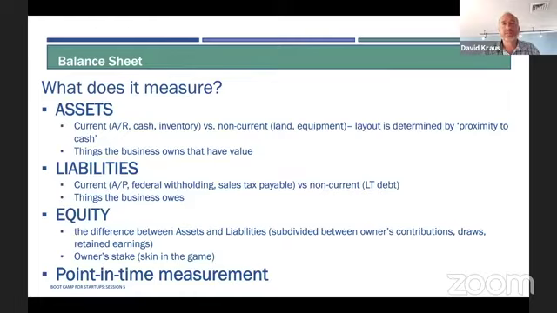But the layout on your assets is important. Think of it top to bottom. It's determined by proximity to cash. So how close is that asset to cash? Well, equipment's a lot less close to being cash than inventory is. And assets in general are things the business owns that have value. Now, liabilities are laid out the same way, current and non-current, with current expected to be paid or liquidated, honored, within the near term, versus non-current liabilities, like a long-term loan that you might get from a bank. These are the things the business owes. If you take assets and liabilities, take that difference as your equity.